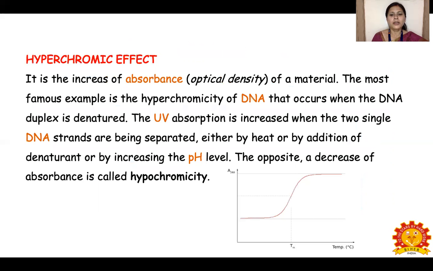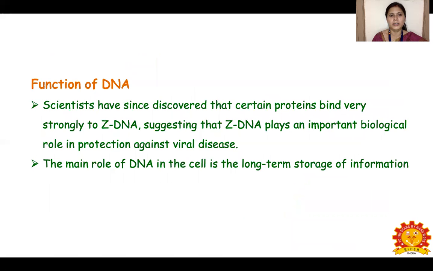So now we'll see one important property of DNA. It is called the hyperchromic effect. It is the increase of absorbance or optical density of a material. The most famous example is the hyperchromicity of DNA that occurs when the DNA duplex is denatured. The UV absorption is increased when the two single DNA strands are separated, either by heat, by addition of a denaturing agent, or by increasing the pH level. The opposite, a decrease of absorbance, is called hypochromicity.